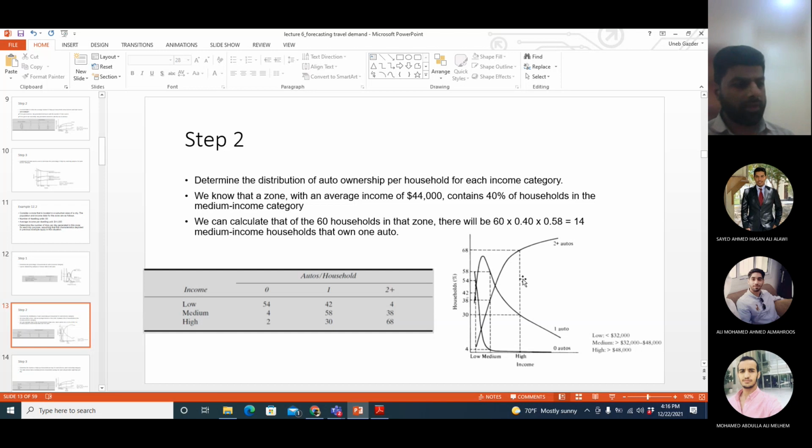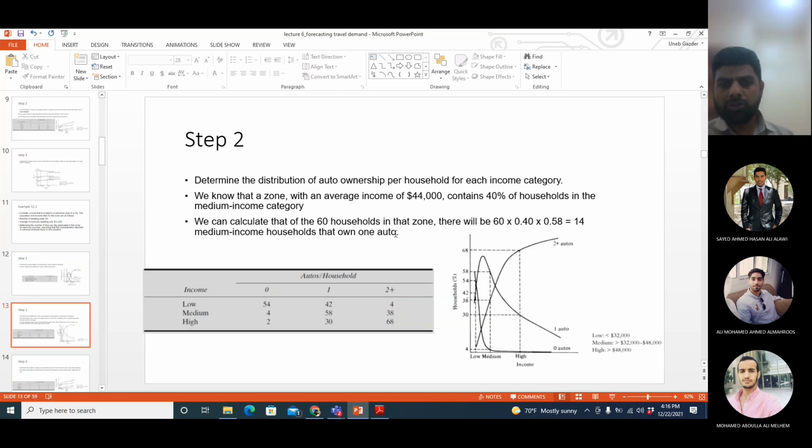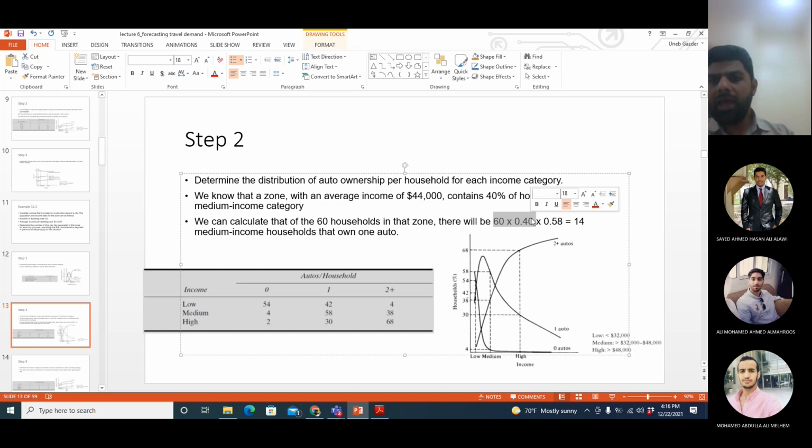From the total, how many households are having medium income? For example, from here we know 40% of households have medium income. So out of 60 households, 40% have medium income. And out of the households which are medium income, how many have 1 car? That is 58%.